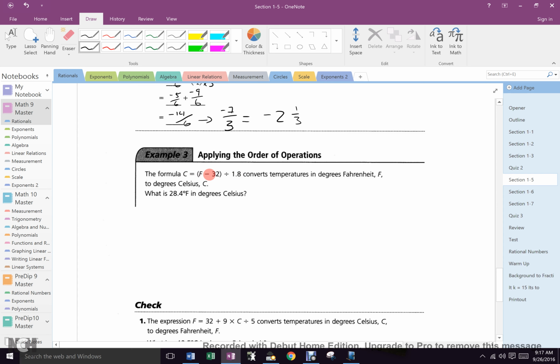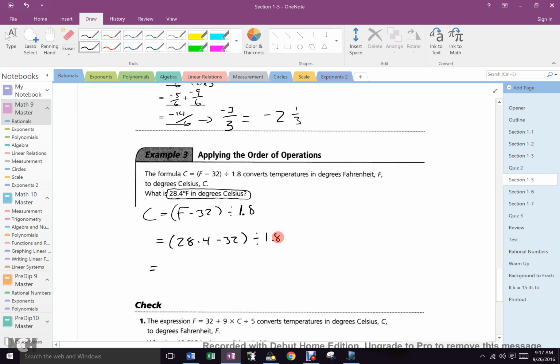If I have to convert measurements or temperatures, Celsius equals Fahrenheit minus 32 divided by 1.8. So now let's do this math. I have 28.4 in Fahrenheit. Where does this 28.4 go in this equation? Does it go for C or F? F. So 28.4 minus 32 divided by 1.8.